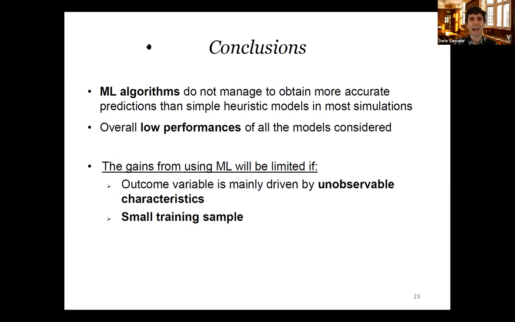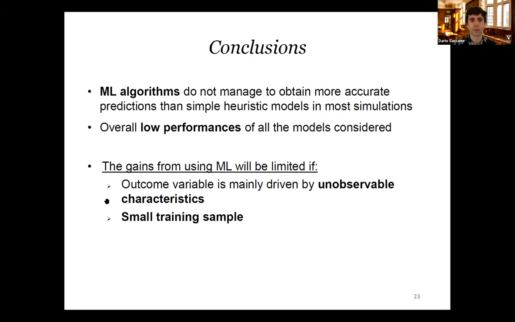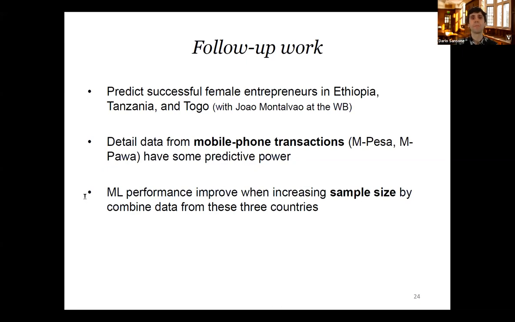So as you can imagine, I was quite disappointed by this result. I'm a bit stubborn. And with one of my other co-authors at the World Bank in the gender lab, we tried to explore this and go even deeper by combining data on female entrepreneurs in three different countries: Ethiopia, Tanzania, and Togo. And we get results consistent with both of these explanations, both small sample and unobservable variables. First of all, when we harmonize the data across three countries in order to increase sample size, machine learning does a bit better. Again, it's not amazing, but it's relatively good.